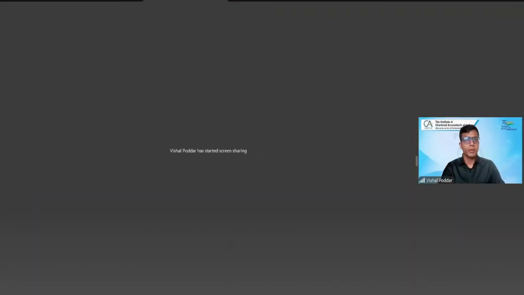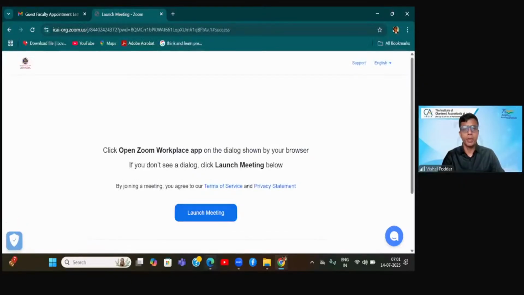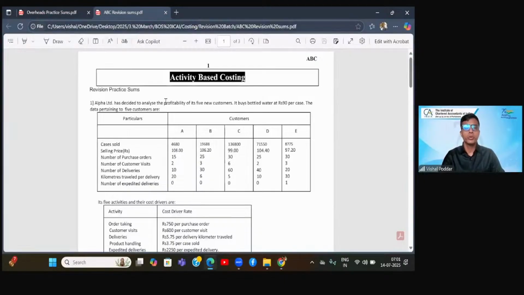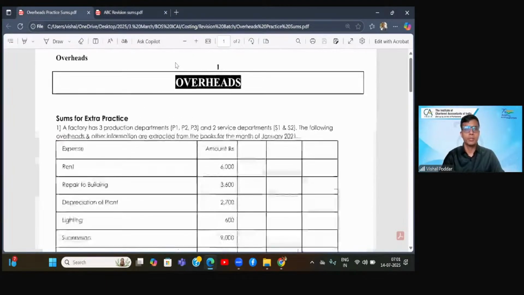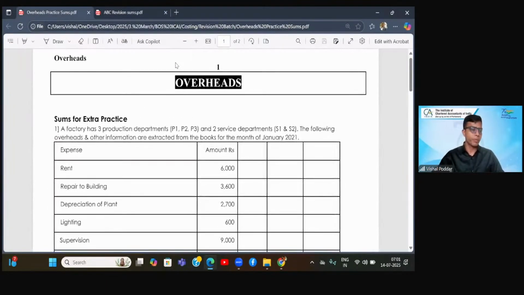So yesterday, if you remember, I had uploaded, if by chance you have seen, two sheets, which are the practice sums for today, which are the sums selected to cover majority of the adjustments relating to both these topics. One is the overheads and the other is ABC.